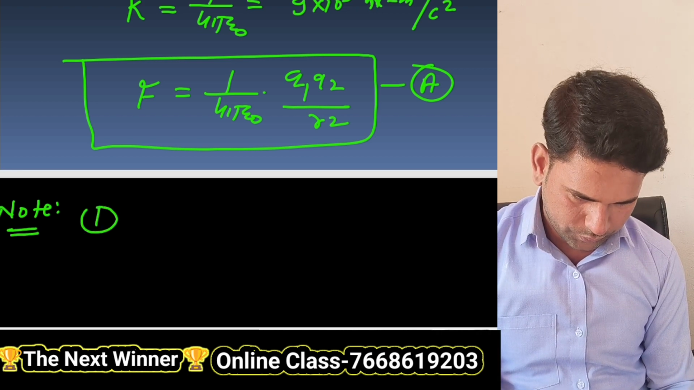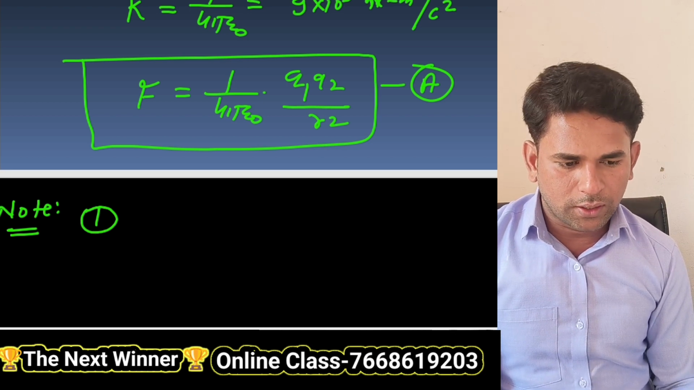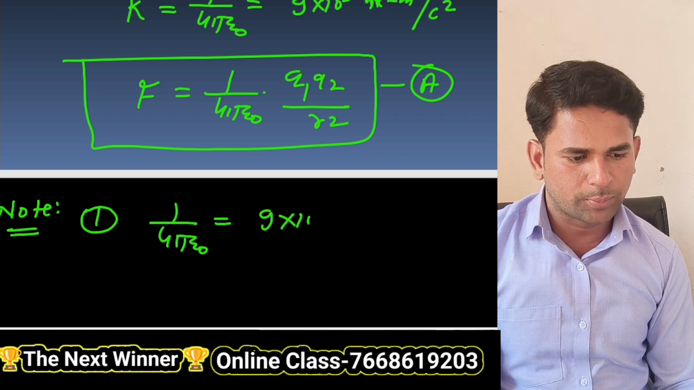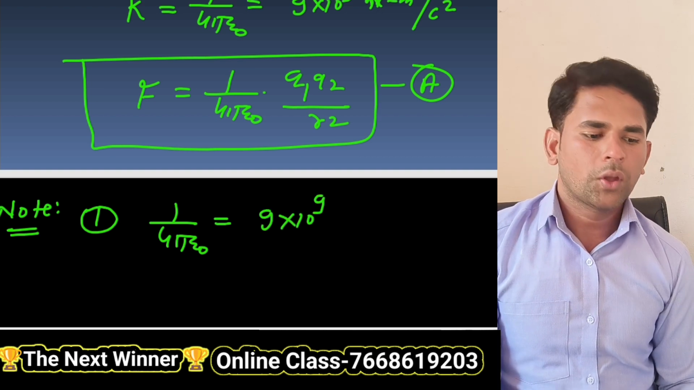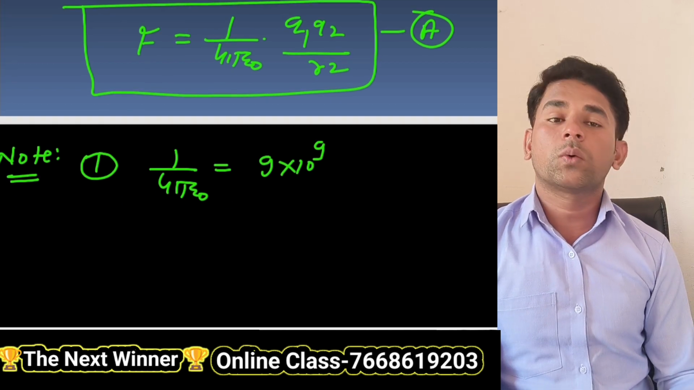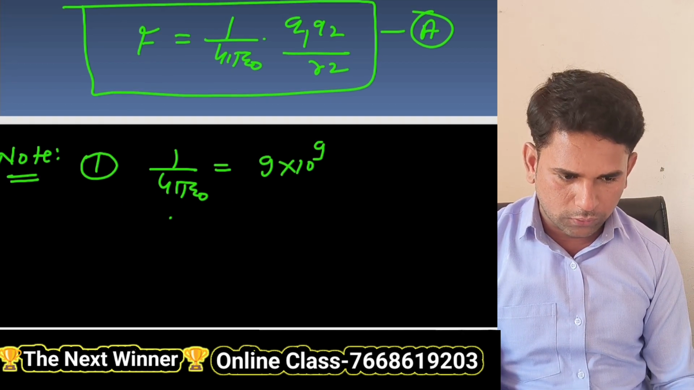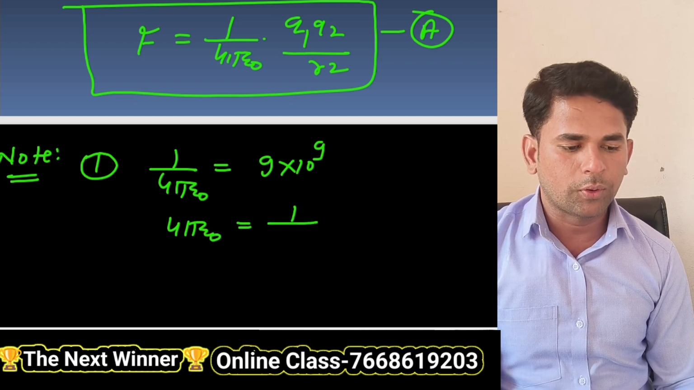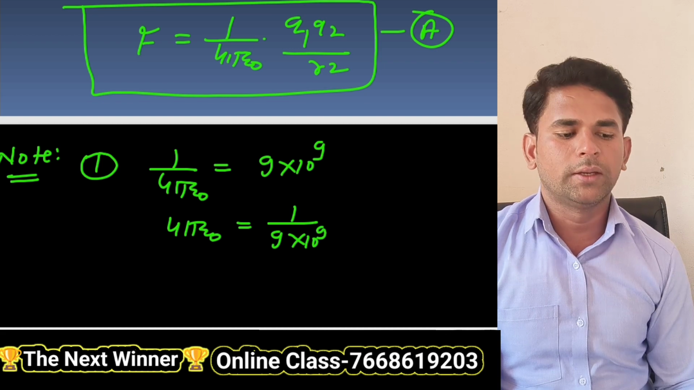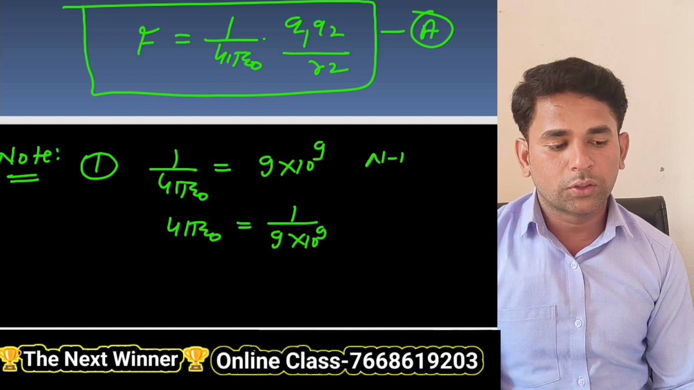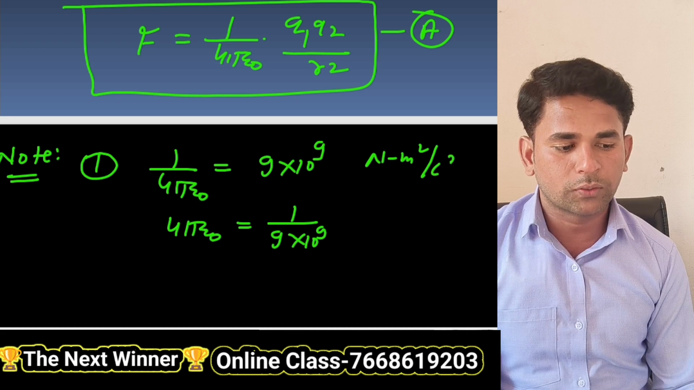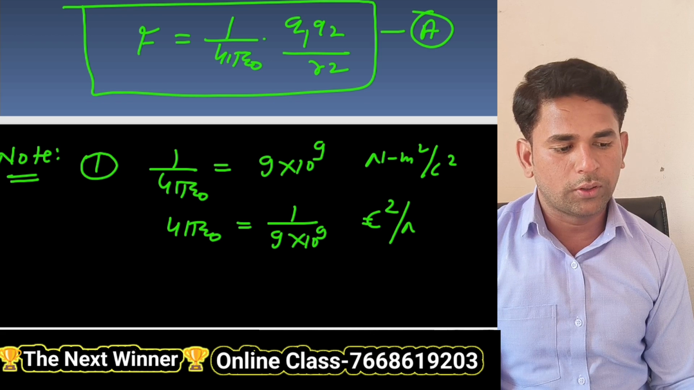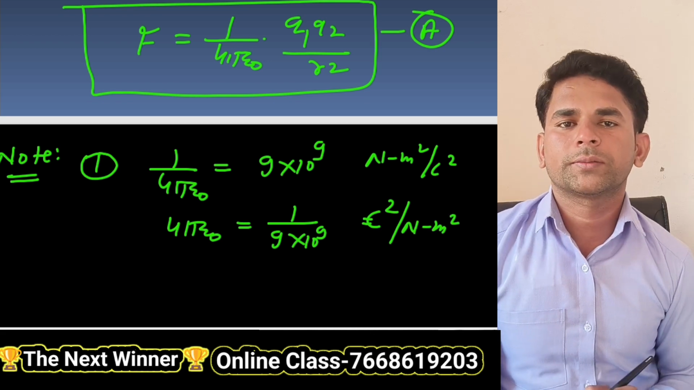First note point: if you are writing 1 upon 4 pi epsilon naught is equal to 9 into 10 power 9, then you can also write 4 pi epsilon naught is equal to 1 upon 9 into 10 power 9. If you are writing the unit as Newton meter square upon Coulomb square, then here you can write Coulomb square upon Newton into meter square.